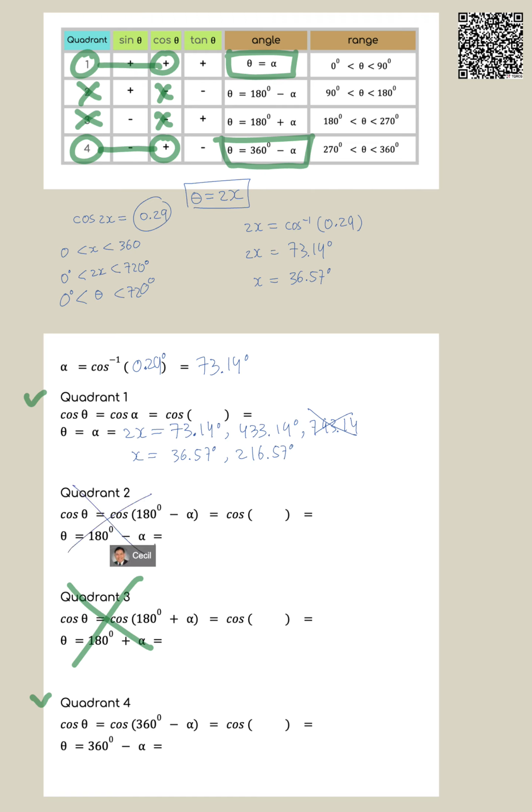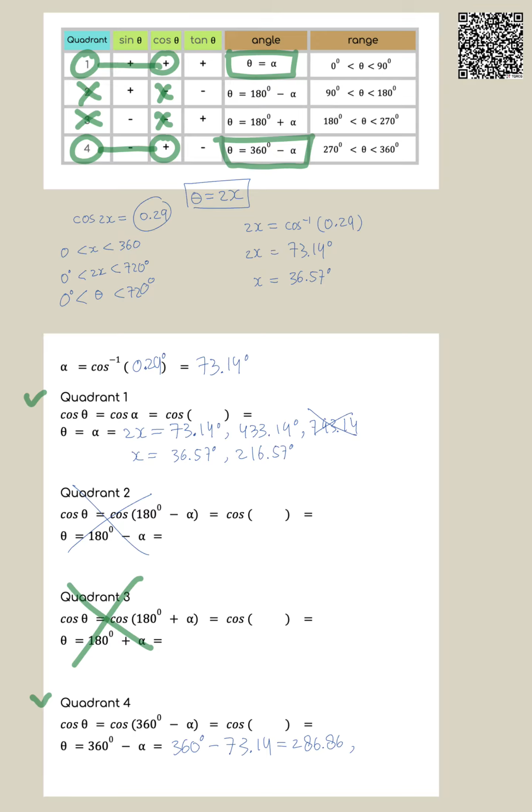Quadrant 2 we don't do. Quadrant 3 also we don't do. We do quadrant 4. In quadrant 4, the angle theta is 360 degrees minus alpha, which is 360 minus 73.14. And how much is that? Let's test it now. 360 minus 73.14 is 286.86. So that's one of the answers.